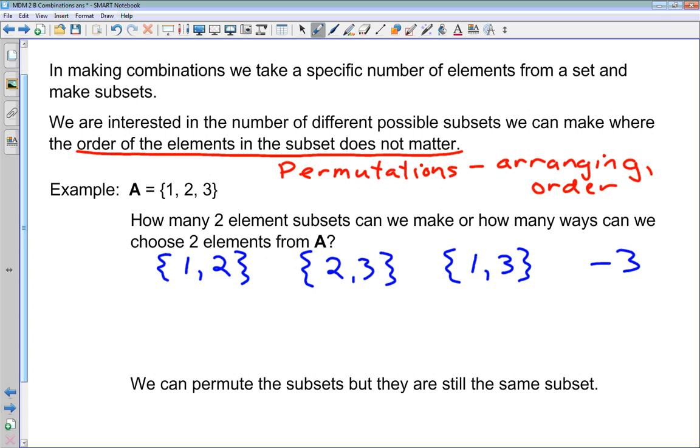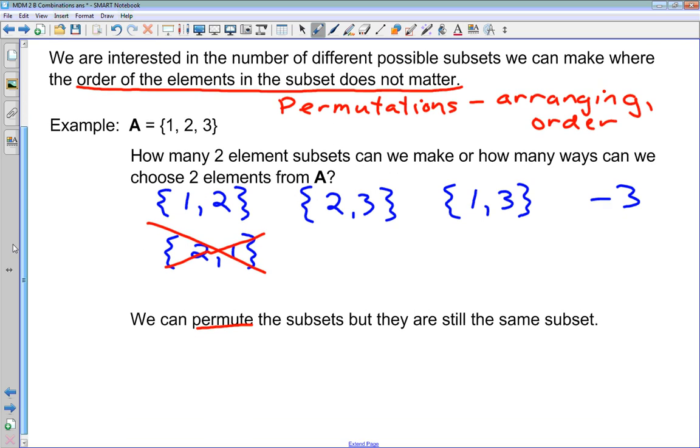Now, we could take this set 1, 2, and we could reorder the elements 2, 1. That's what we were doing when we were doing permutations. So I've added this comment down here at the bottom: we can permute the subsets. But this set 1, 2 and this set 2, 1 are the same subset. They have the same elements in them, so we don't consider these different subsets. That's what I'm talking about. Order doesn't matter. We just care what things get pulled out of that set and put into that new set.